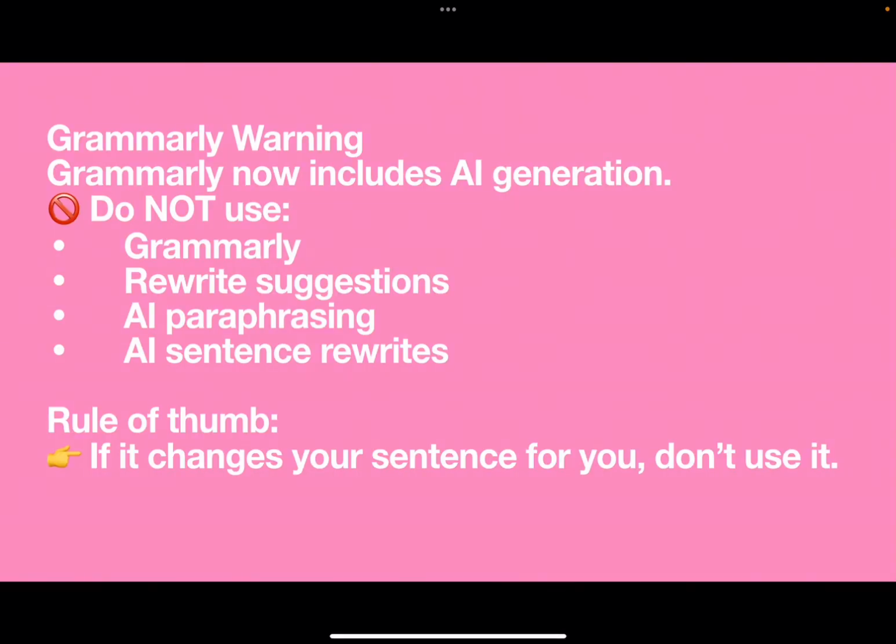And lastly, Grammarly. Grammarly now puts on its website that it is an AI tool. So I do recommend that students avoid Grammarly if they've been told not to use AI. Whether you're looking at Grammarly for grammar itself or for rewriting suggestions, paraphrasing, etc., it's important that you avoid it if you've been told not to use AI.